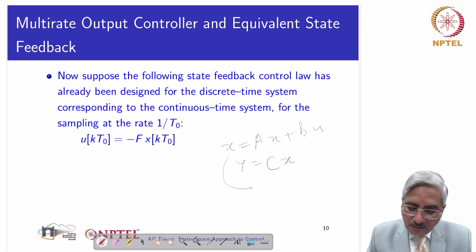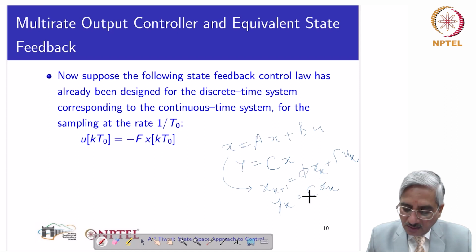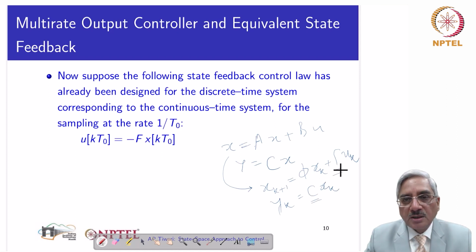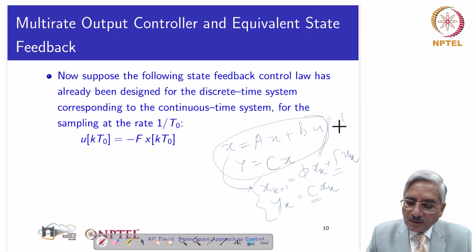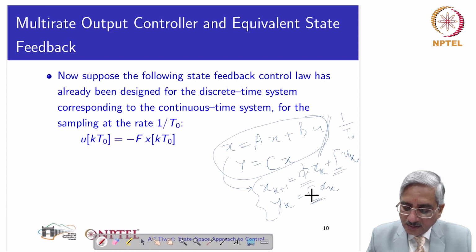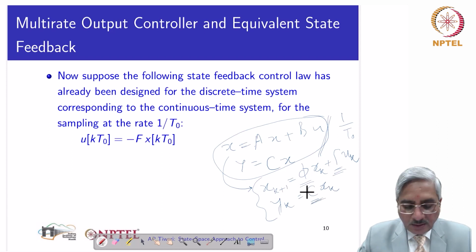We are considering its discrete time counterpart. So x(k+1) equals Φ x(k) plus Γ u(k), and y(k) equals C x(k). This C and Γ are different from the bold C and bold Γ which we discussed. These correspond to the discrete time system for this continuous time system sampled at the rate 1 by T0. So we have these matrices characterizing its discrete time system.